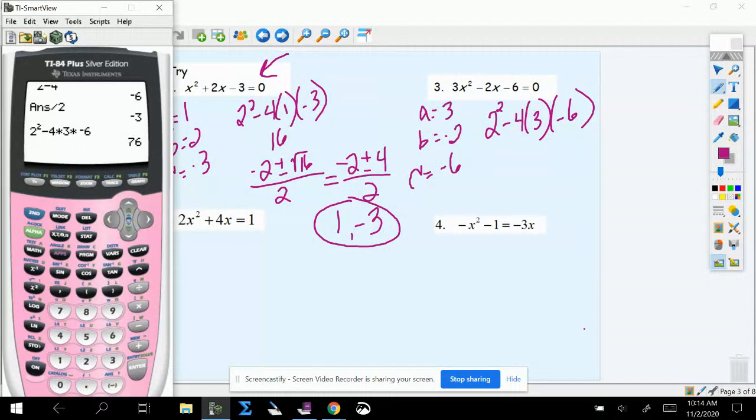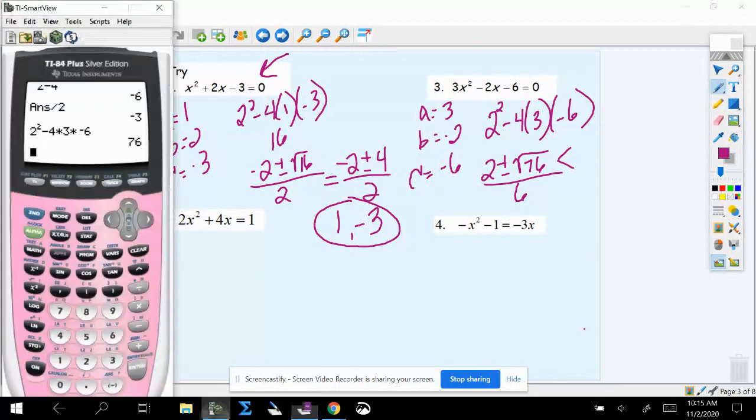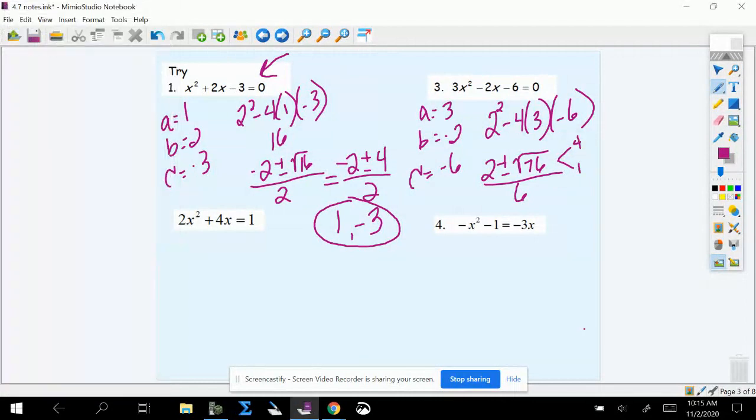I get 76. So my formula is opposite of b, plus or minus the square root of 76, over 2 times a. 2 times 3 is 6. So 76, we need to see if it has any perfect square factors. Does any perfect square number go into 76? 76 divided by 4. Oh, there we go. First try. It is 4 times 19. So we get 2 plus or minus 2 root 19 over 6.